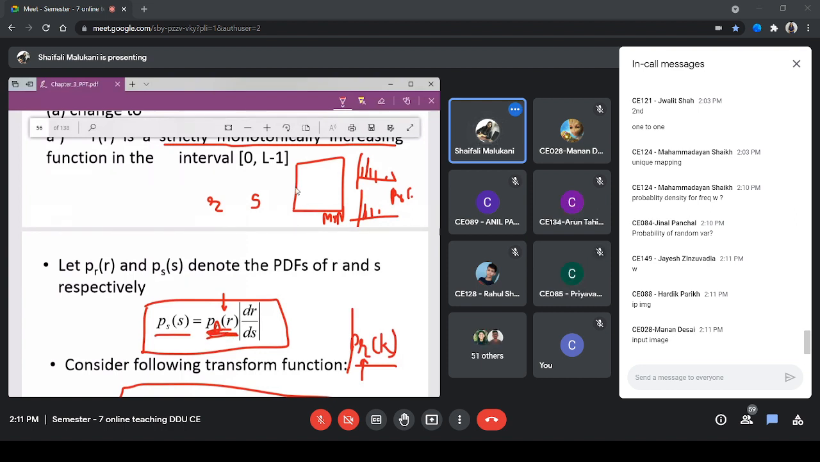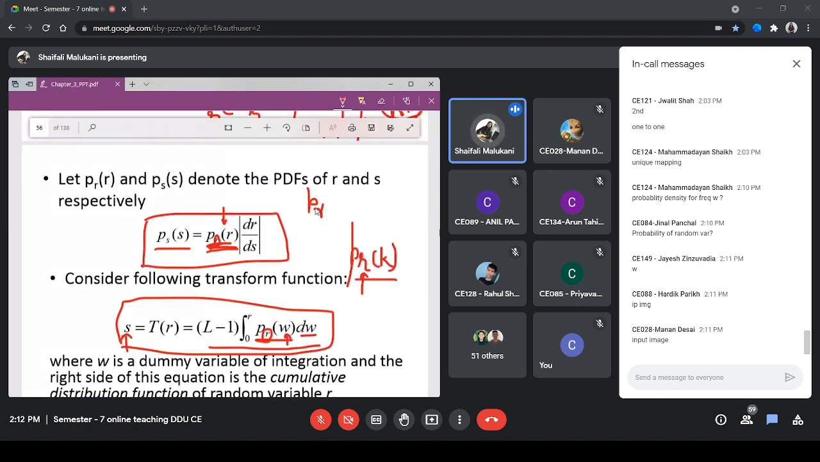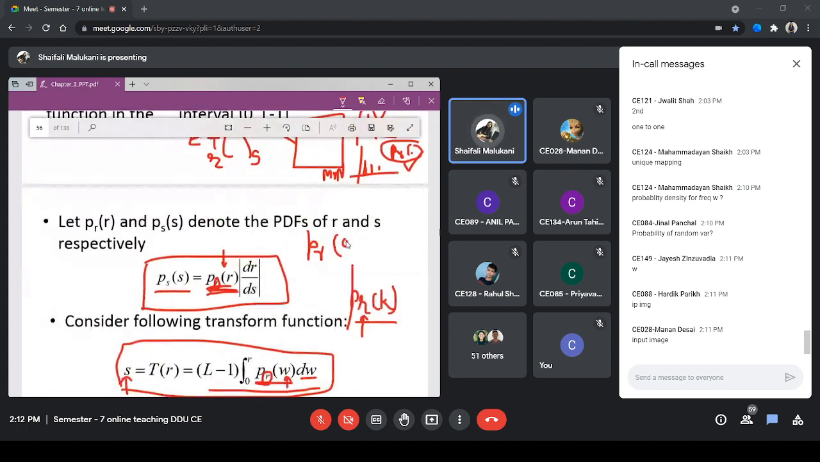And what I want is to transform it. So I will apply some function over this. What will be the input to this function? The input will be my image. From my image, I can easily obtain PR of R, because from the image you can find its histogram, that means you can find its PR of R. PR indicates the probability density function of R. R is the input image. Okay. Now suppose PR of 0. What is the indication of PR of 0? It is the probability of occurrence of 0 in my input image.